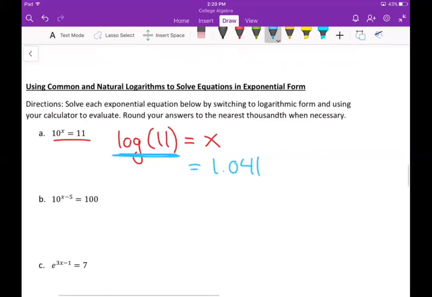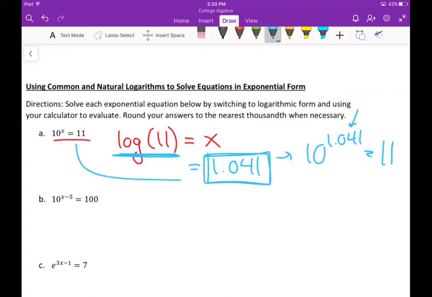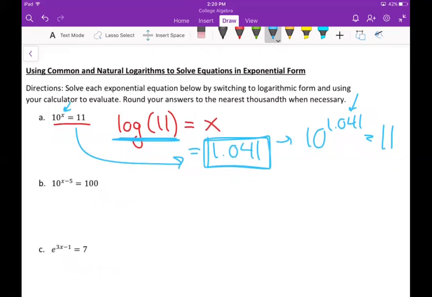So think about what that means. It means that 10 to about the 1.041 will give us 11, right? 11 is only slightly bigger than 10, so we only need a power slightly bigger than 1 to get to 11 if our base is 10. This right here would be our answer to this equation. And we start to see how we can use these logarithms to solve for our variable that is in the exponent.